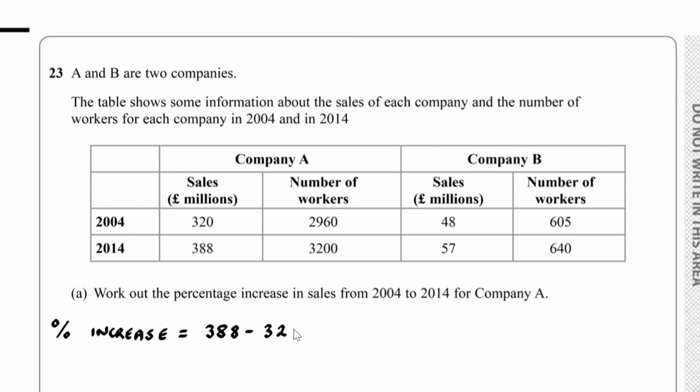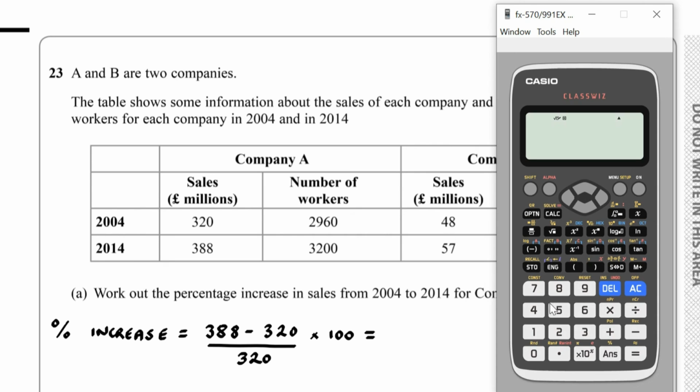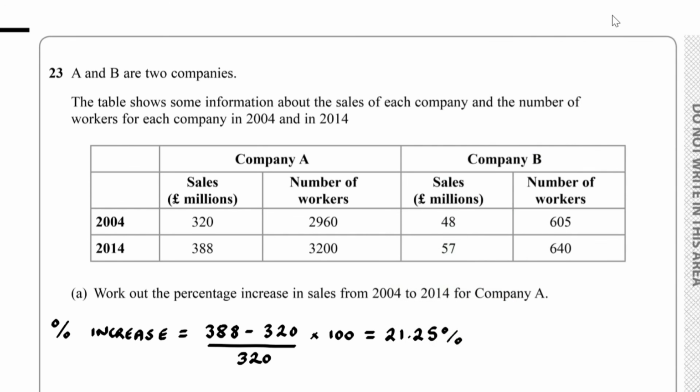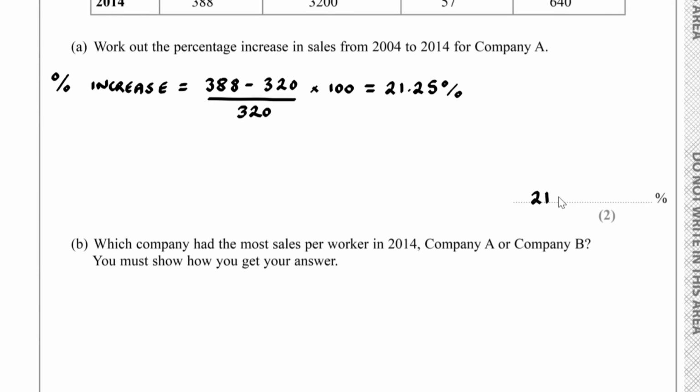388 take away 320 divided by 320, and then I will multiply this by 100. So if I work out what this is, we get 21.25%. So we've got 21.25%. Next, which company had the most sales per worker in 2014, company A or company B? You must show how you get your answer.